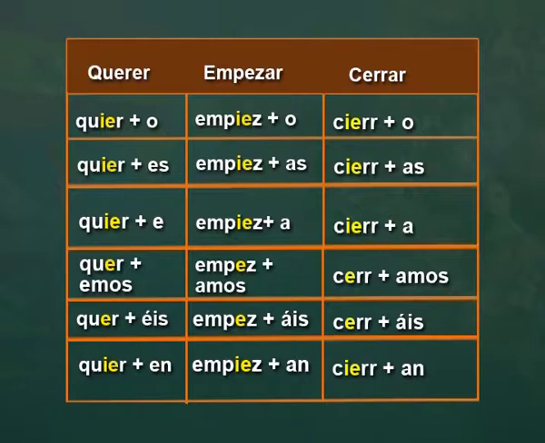Now, empezar. Yo empiezo, tú empiezas, él, ella, usted empieza, nosotros, nosotras empezamos, vosotros, vosotras empezáis, ellos, ellas, ustedes empiezan. And we'll look at cerrar as well. Yo cierro, tú cierras, él, ella, usted cierra, nosotros cerramos, vosotros cerráis, ellos, ellas, ustedes cierran.